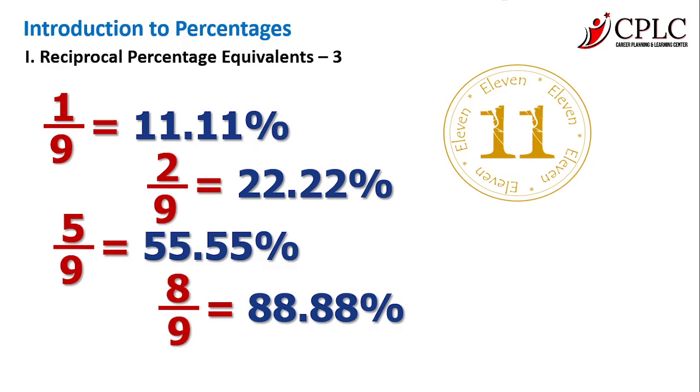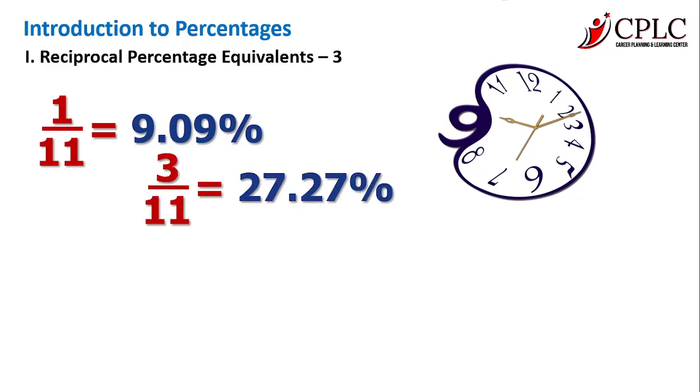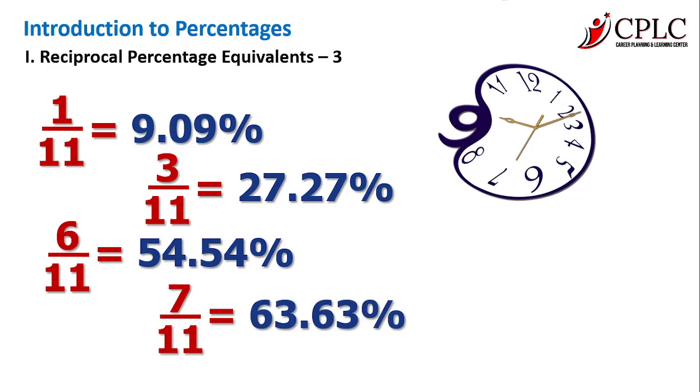Similarly, we can have the group for 1 by 11 also. So 1 by 11 is 9.09%. You should be aware of that again, 9.09. Then we have 3 by 11, which is 1 by 11 into 3, which is 9.09 into 3, which is 27.27%. Then we have 6 by 11, which is 9.09 into 6, and 9 6s are 54, so 54.54%. Then you have 7 by 11, which is 1 by 11 into 7, which is 9.09 into 7, which is 63.63 percentage for that matter.